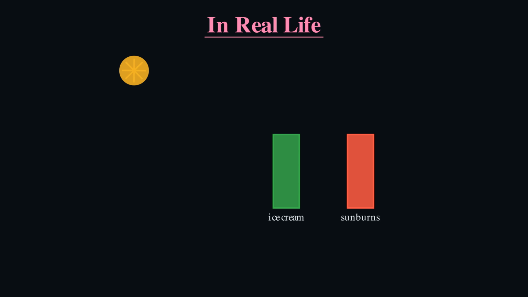In real life, ice cream sales and sunburns rise and fall together. That is positive covariance. Neither one causes the other. They both just follow the sun. Covariance measures that shared movement, not the cause.